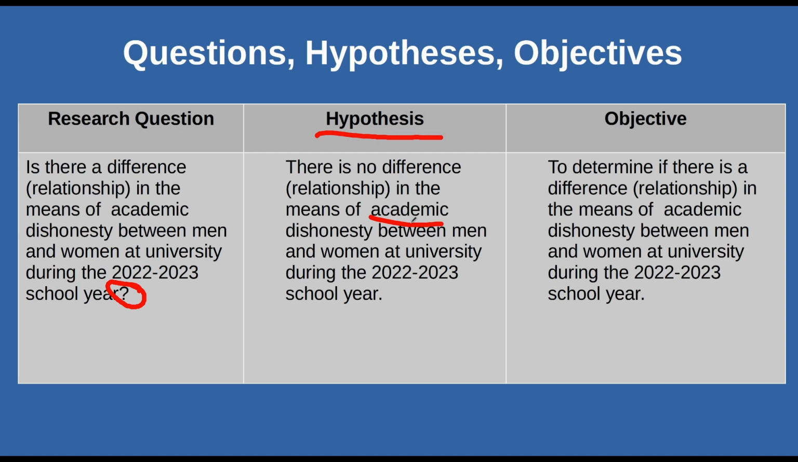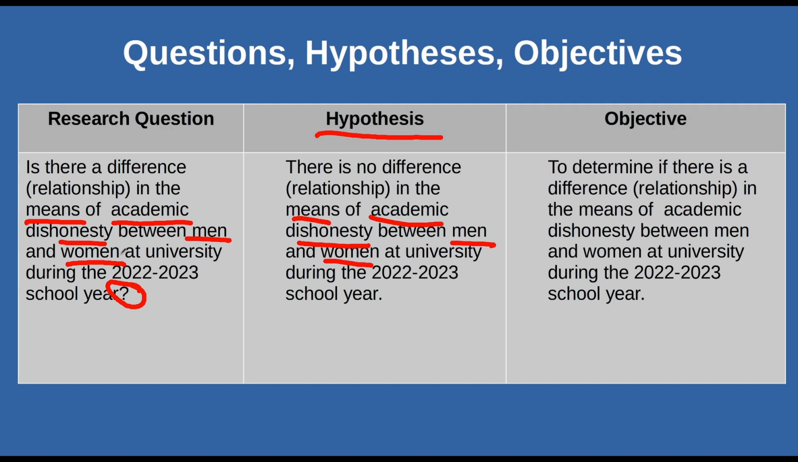I have academic dishonesty right here. I'm using means. I have my two groups, men and women. It's all the same. It's just like, which one's better? It all depends on who you're writing for.